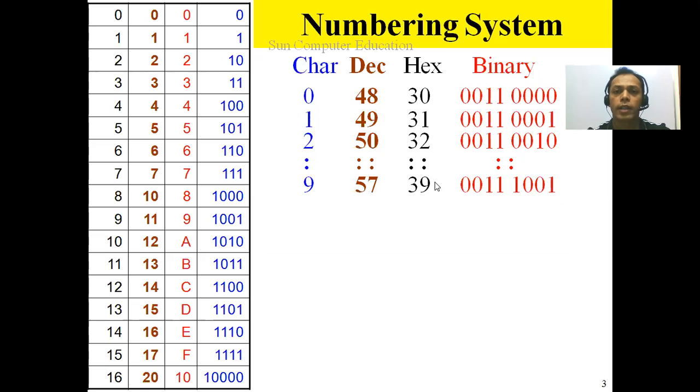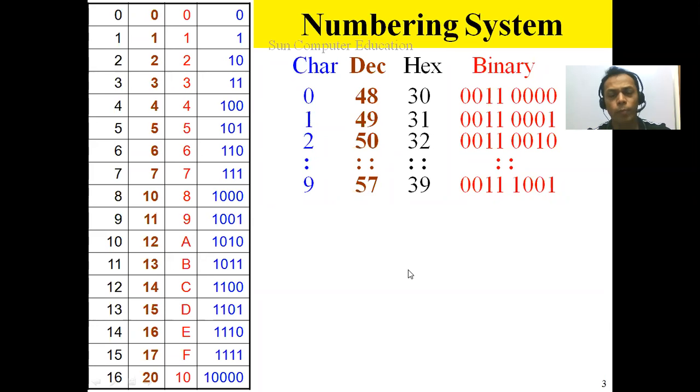So 39 is the hexadecimal value. 3 in binary is the same 0011, and 9 in binary is 1001. If you look at the table, you will understand immediately. Those who don't, look at the left side, there is always a table for your reference. This is the decimal, then octal, hexadecimal, and then binary.